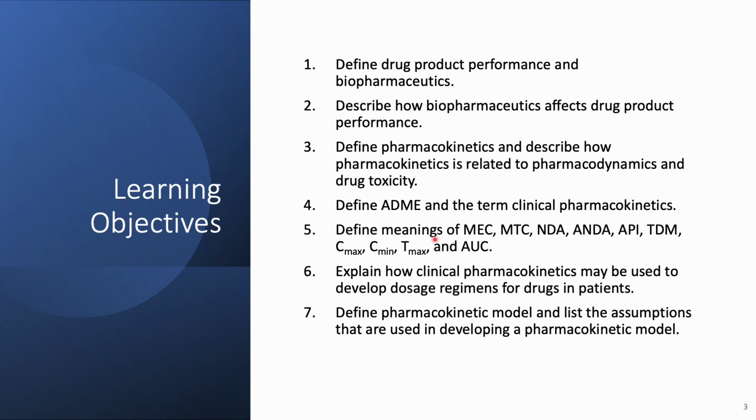Define meanings of MEC, MTC, NDA, ANDA, API, TDM, Cmax, Cmin, Tmax, and AUC. Explain how clinical pharmacokinetics may be used to develop dosage regimens for drugs in patients. And finally, define pharmacokinetic models and list the assumptions that are used in developing a pharmacokinetic model.